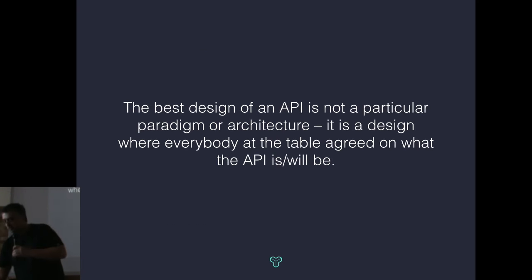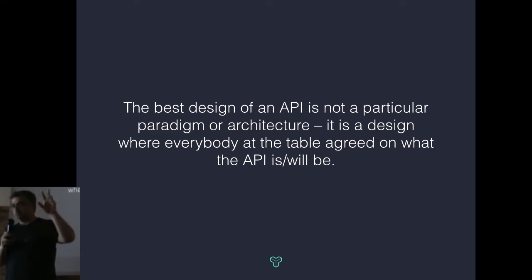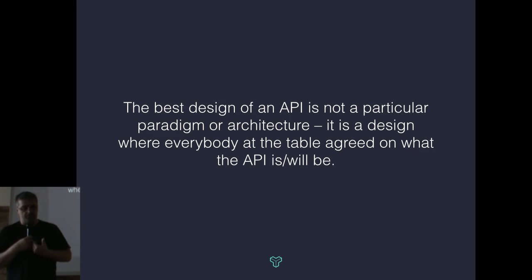Okay, so the best design of an API. This is what a friend of mine said, and if you've paid any attention in the API space, there's not an idea of a right API, but what's the best API? The best API is one where everybody who's involved in it actually likes it, and there's been a bunch of voices. So it's not right or wrong, or an architecture or paradigm that I'm trying to pitch, but more of a process that you can work together on to arrive at an API.